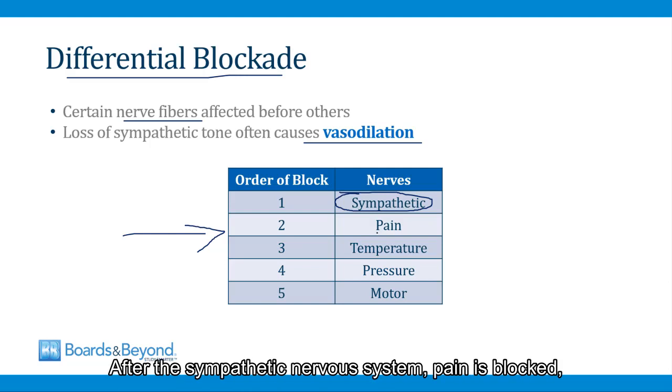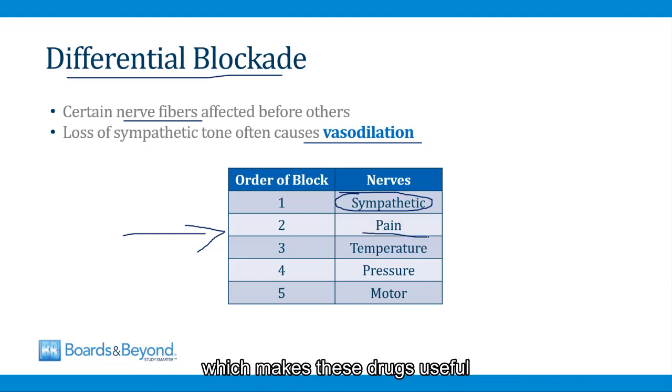After the sympathetic nervous system, pain is blocked, which makes these drugs useful as anesthetics to take away pain, and then following pain, temperature, pressure, and lastly, motor function will be blocked.